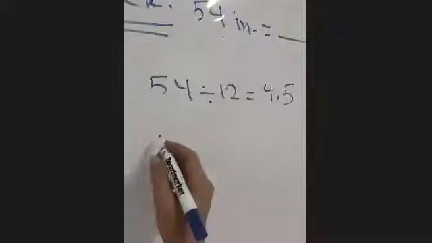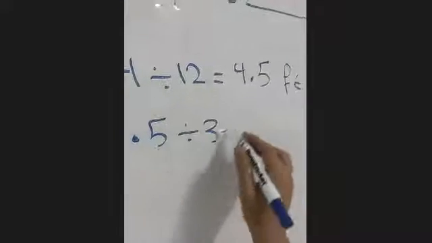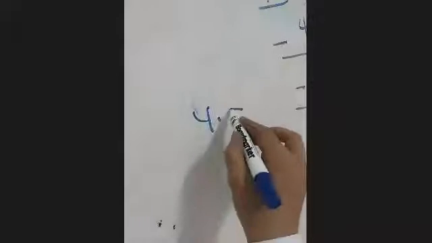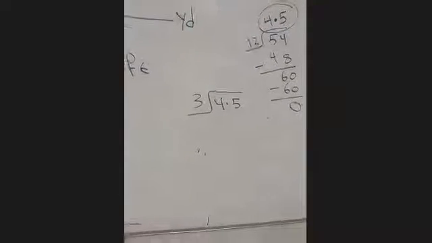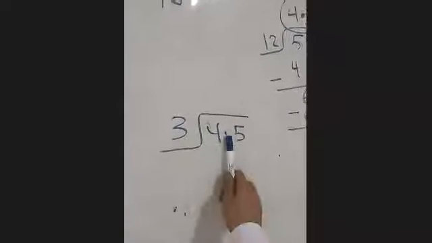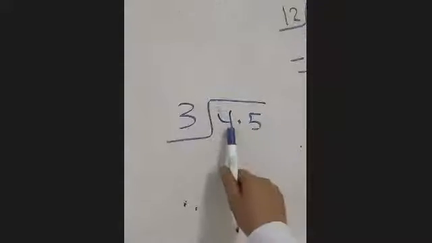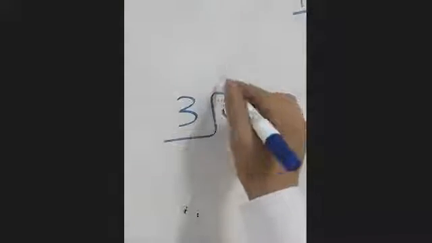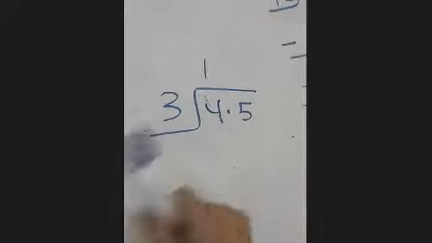Now 4.5 divided by 3. Also we make long division. Normal division. Now remember, guys, in grade 5 we divide, and when we get the decimal we put it up. Remember? 4 divided by 3 is 1, because if you choose 2, it will be 6, and 6 is bigger than 4.